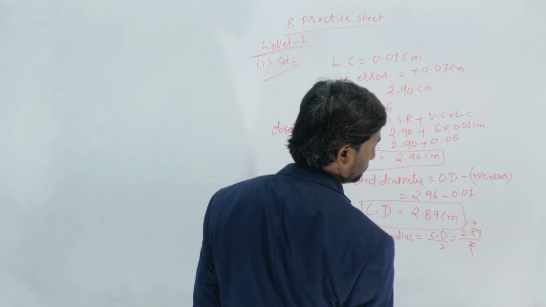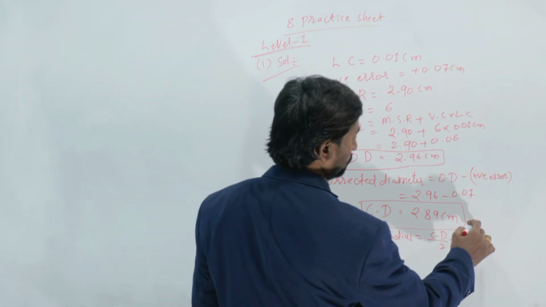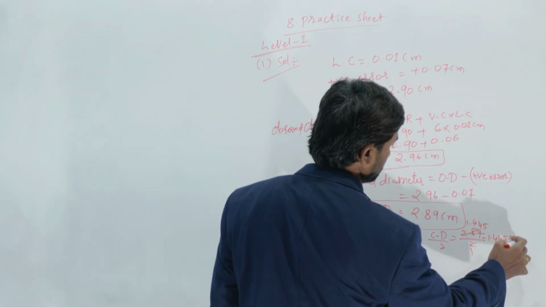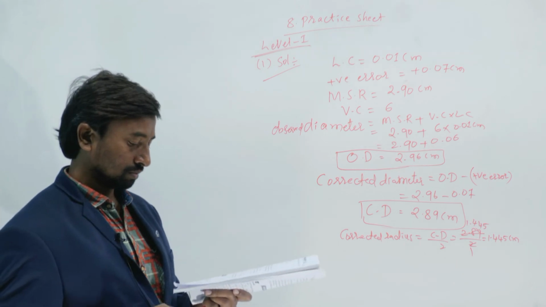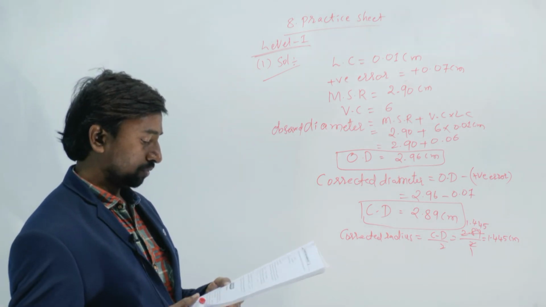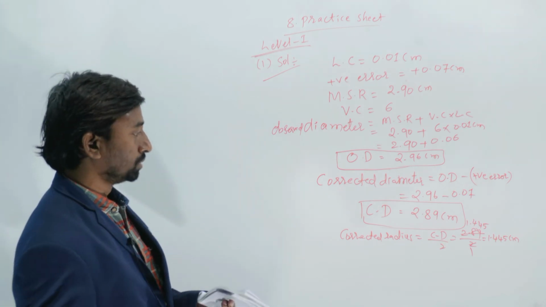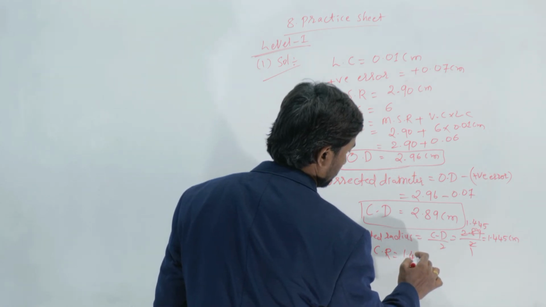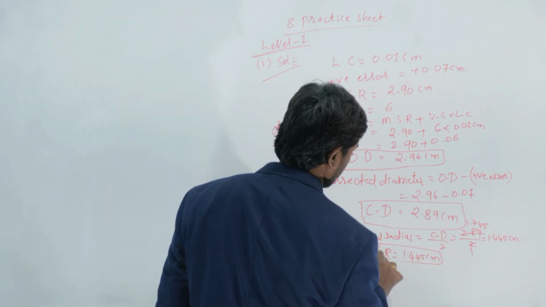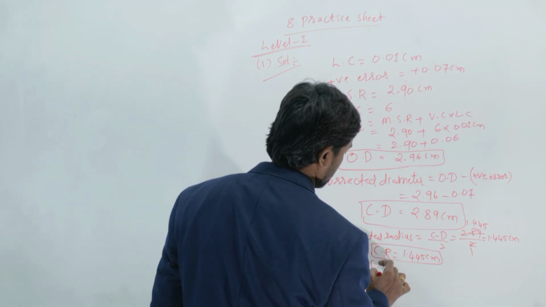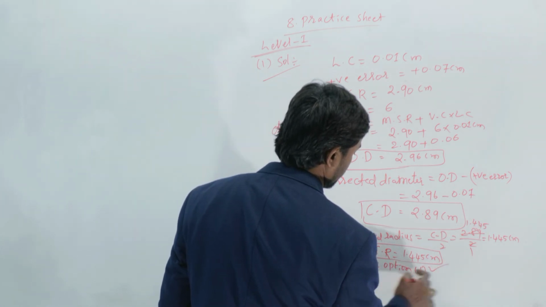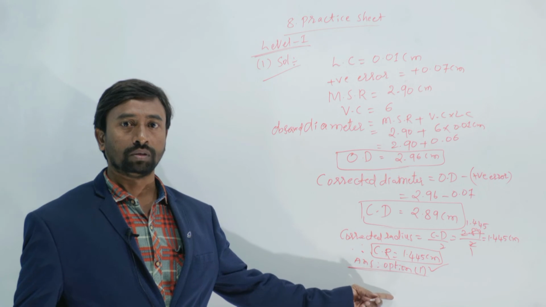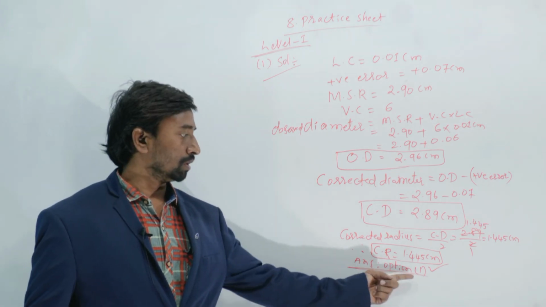2 1s are 2, 2 4s are 8, and here 5 will come. So that is 1.445 centimeters. So we can write it as option 1. Therefore, the corrected radius is 1.445 centimeters. So the correct option is option 1. Option 1 is the correct answer.